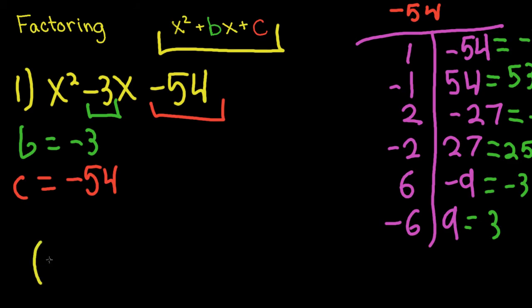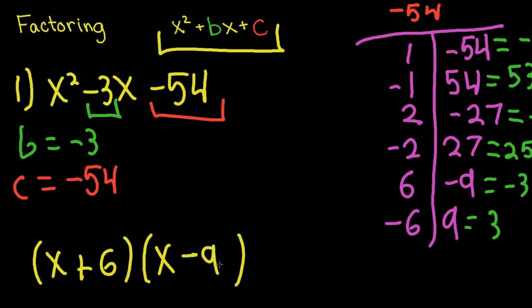I'll start by writing two sets of parentheses. The first term in each set of parentheses is going to be x, and now all I do from here is write out my two numbers. The first one is +6, so I'll write +6. My second number is -9, so I'm going to write -9. And this right here is our answer.